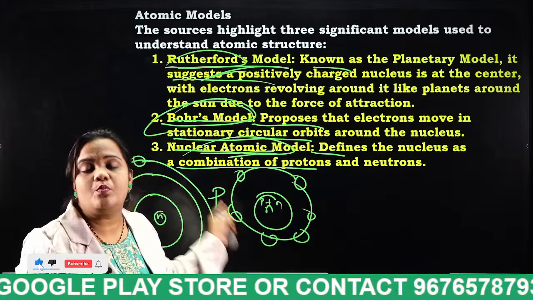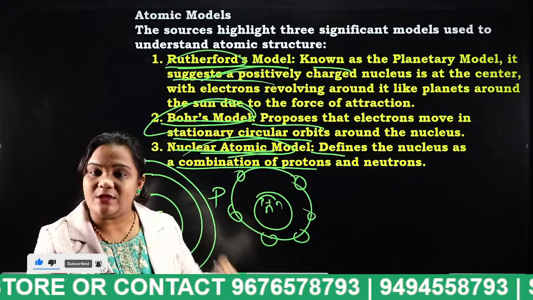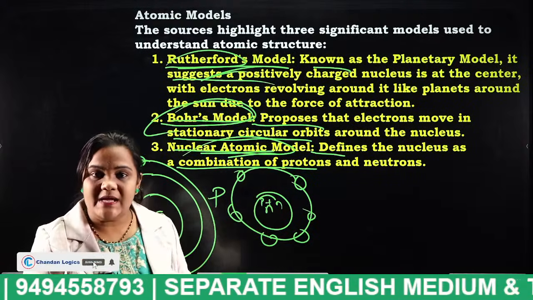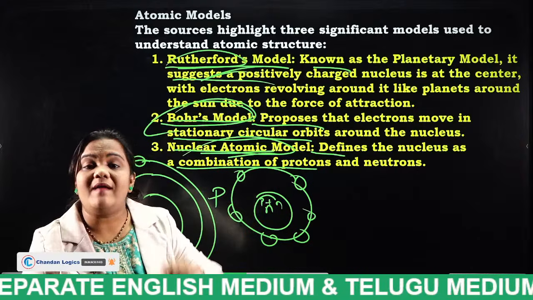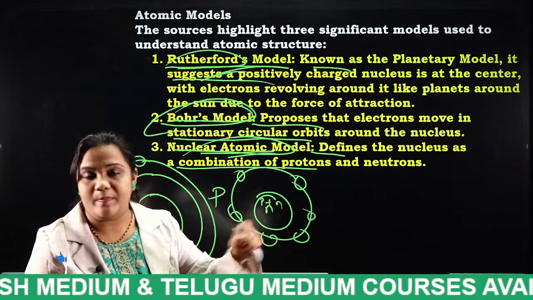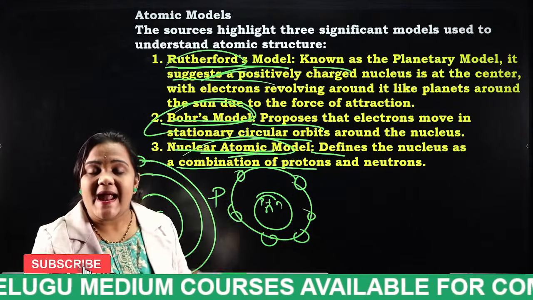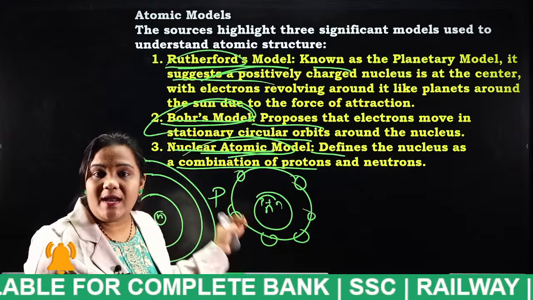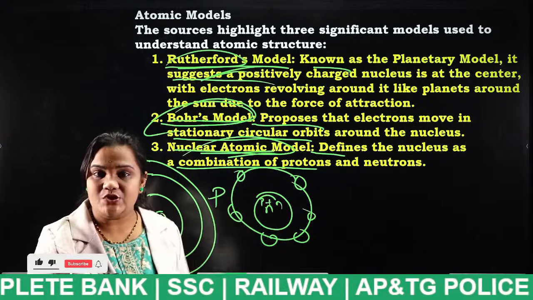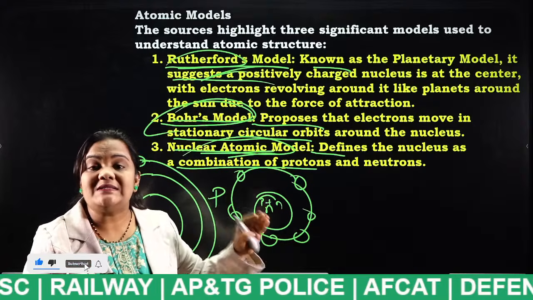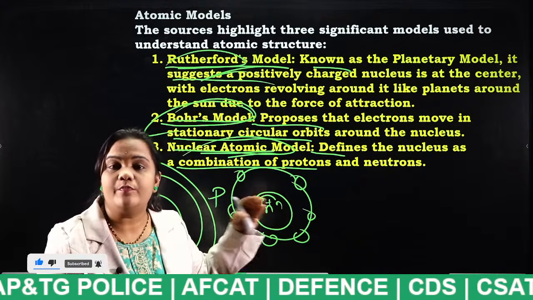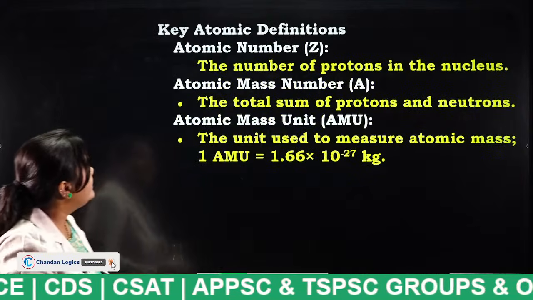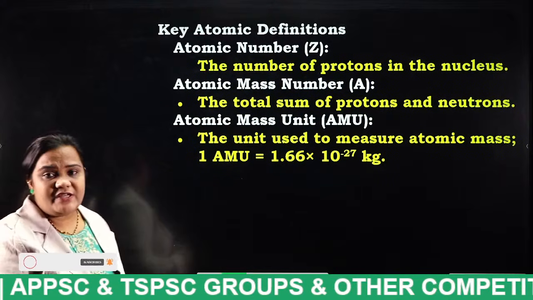And the next thing is Bohr's atomic model. In this Bohr's atomic model, the nucleus will be at the center and there will be a number of orbits, and the electron will revolve around the nucleus in a certain orbit, in a stationary orbit, and that type of model is known as Bohr's atomic model. And finally, the nuclear atomic model. So, what is it explaining, students? It is explaining that the nucleus is nothing but a combination of protons and neutrons. Got it? Okay. Next.